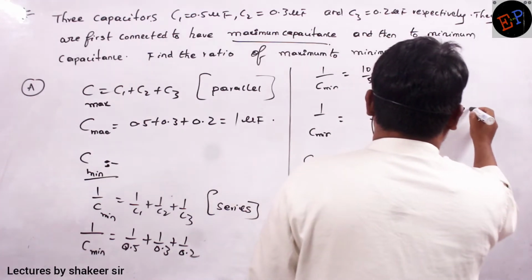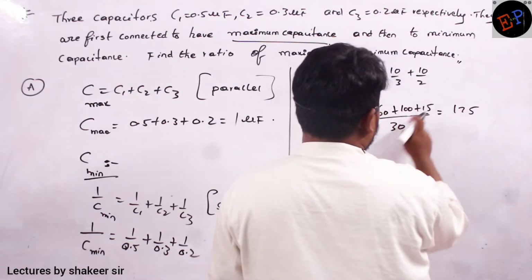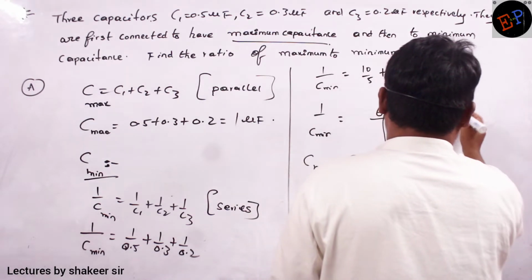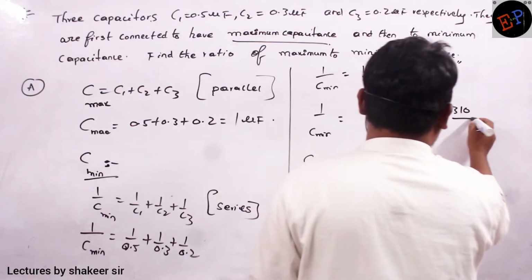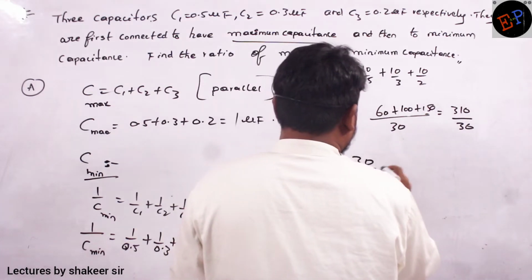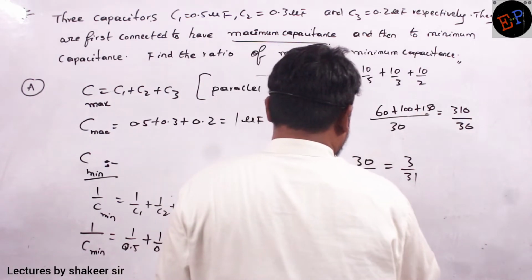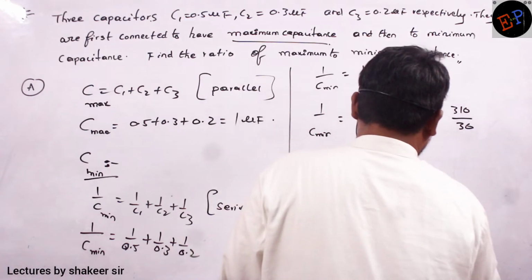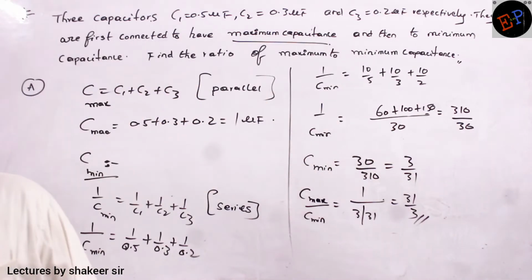So 175, is it correct? This is also correct. 2 15s are 30, 15 10s are 150. So total 250, 310. 310 by 30. Clear? So it is 30 divided by 310, or 3 by 31. So 1 divided by the minimum value is 3 by 31. So the ratio is 31 divided by 3. You will not get any unit, it is a ratio. 31 by 3. That's it. Okay.